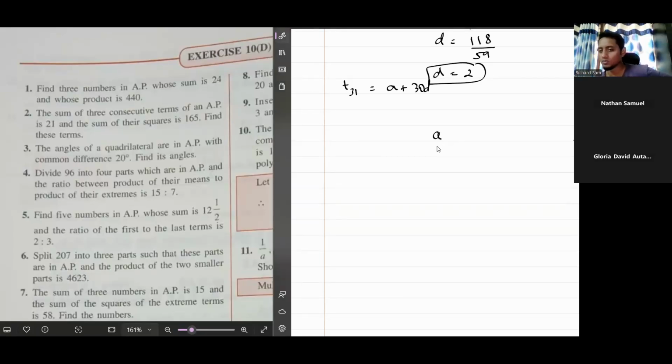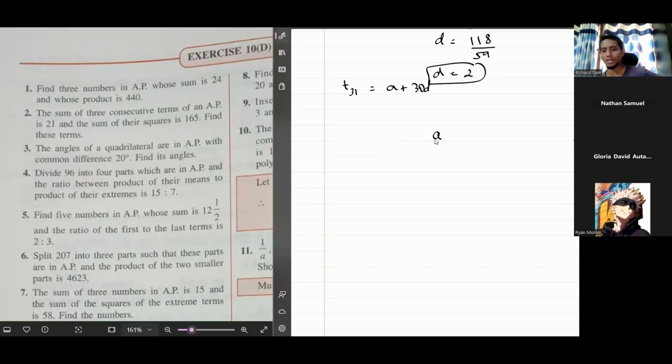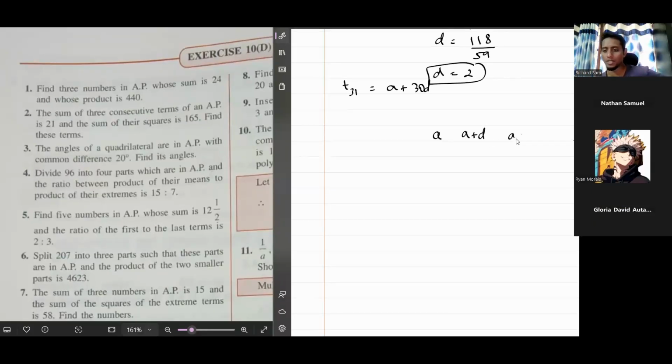You need to take the middle term as A. A is not the first term over here; A is the term in the middle. The term after A will be A plus D, next term will be A plus 2D, next term will be A plus 3D, and so on it goes. You can also go backwards. Before A will be A minus D, A minus 2D, A minus 3D, and so on you can go.